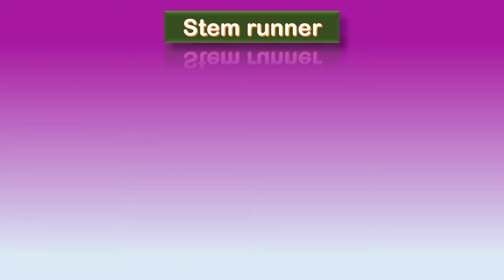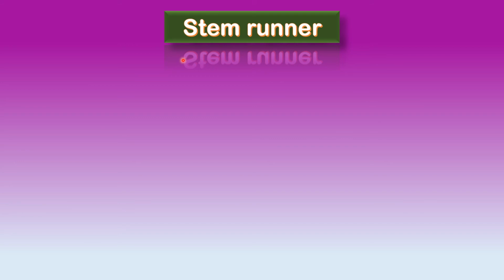Now here, after layering, let's see what is stem runner. Children, stem runner is more or less like stem layering. Only the difference is in stem layering, the stem of a plant bends towards the ground. Yes, and it touches the ground. When it gets covered with soil, it starts developing roots. But in stem runner, stem grows horizontally.